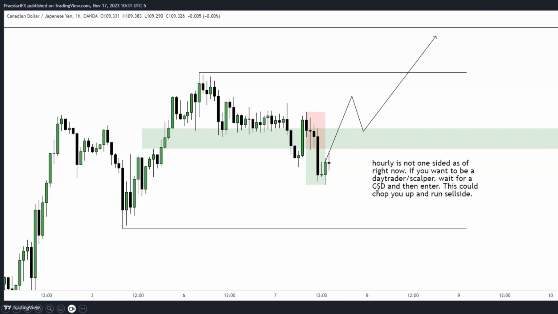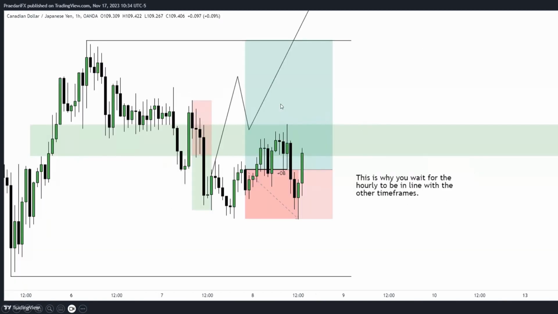This price action could chop you up and still run sell side. So this is basically what happens if you are impatient and you don't wait for the hourly and 4-hour to be in line with the daily and the weekly again. As you can see, if you saw this order block over here, where we traded above it, and you entered on the order block, with your stop below this low, you would get stopped out, would have taken an unnecessary loss. Or you could have entered on this fair value gap, put your stop here, then maybe you would get a small partial, but you would still get stopped out.